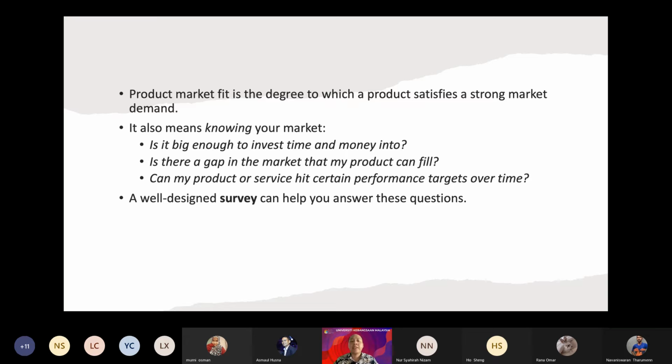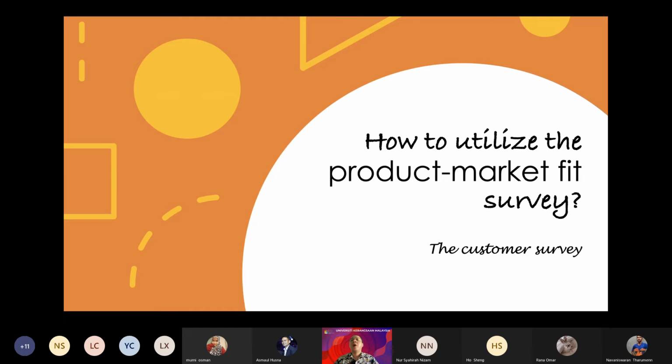Okay, so a well-designed survey can help you answer these questions. So next is for you to understand more, to discover or maybe explore what their interests are. So it is very important that you can come up with one short, simple survey. I will guide you on how to develop and design the survey as well. Okay, so how to utilize the product market fit survey.